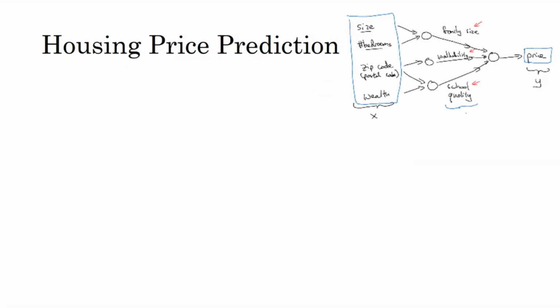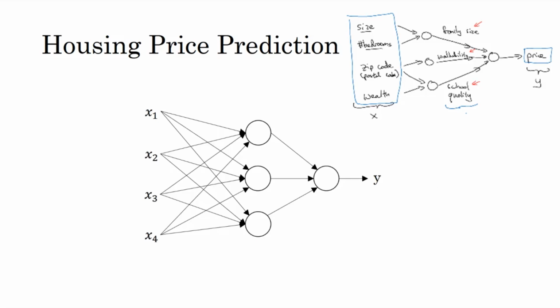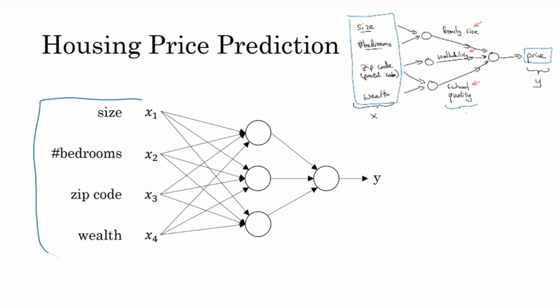So what you actually implement is this, where here you have a neural network with 4 inputs. So the input features might be the size, number of bedrooms, the zip code or postal code, and the wealth of the neighborhood. And so given these input features, the job of the neural network will be to predict the price Y. And notice also that each of these circles, these are called hidden units in the neural network, each of them takes as input all 4 input features.